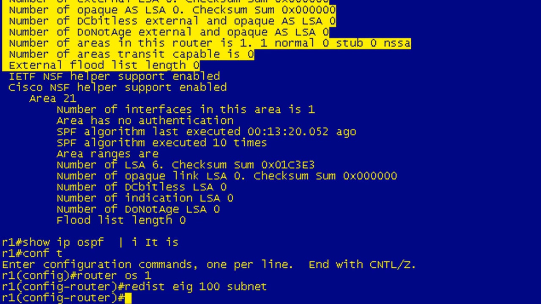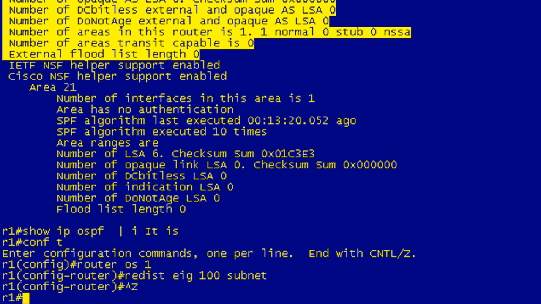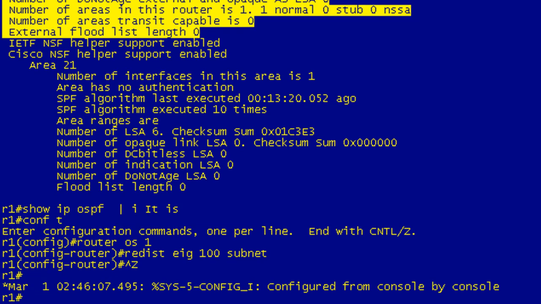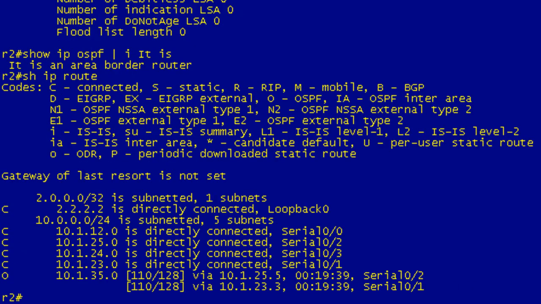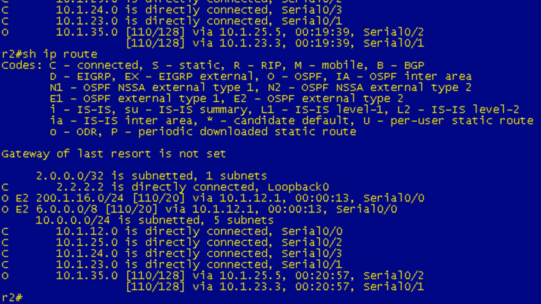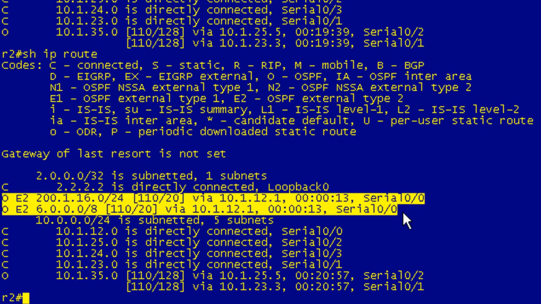Again, don't worry about this command. This will be covered in the redistribution lesson. So now I'm redistributing these EIGRP routes into OSPF. So I pop down to R2, reissue my show IP route command. I should see a number of routes, well actually only one, that's going to have O followed by an E2, which means it's learned externally. Oh, two. So I've got two routes here that I'm learning externally. Those are the EIGRP routes.